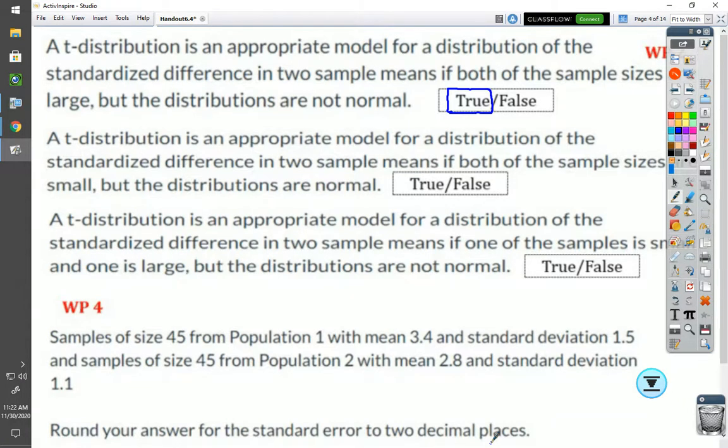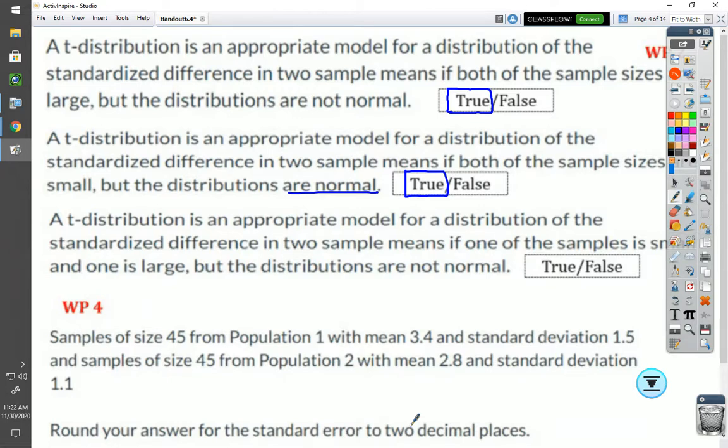Second question. A t-distribution is an appropriate model for a distribution of the standardized differences of two sample means if both of the sample sizes are small, but the distributions are normal. Remember, this was a two-sided coin here. Either I could have large enough sample sizes, greater than 30, or they could tell me that they were normal. Again, true.